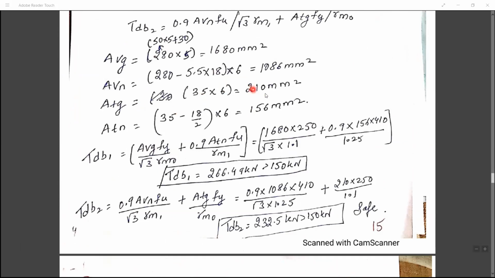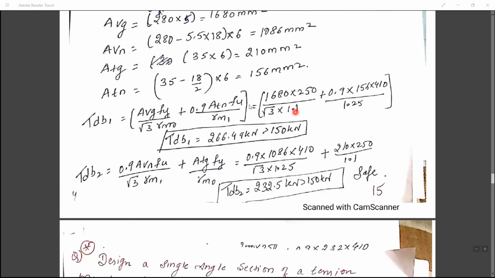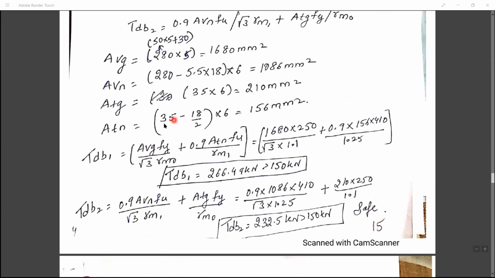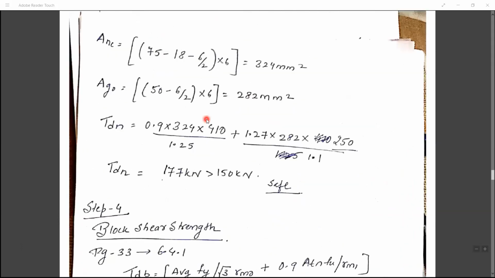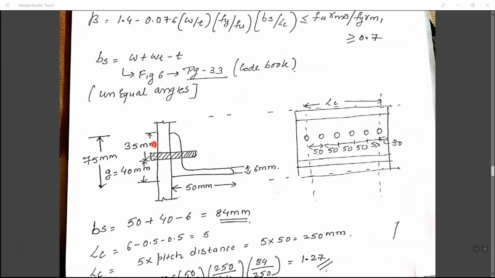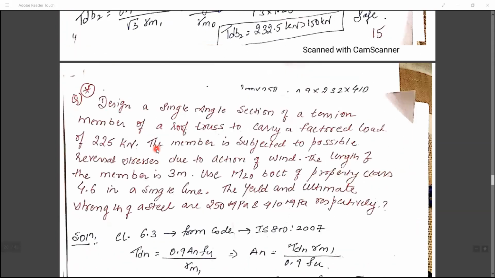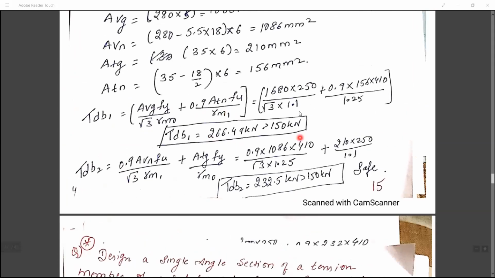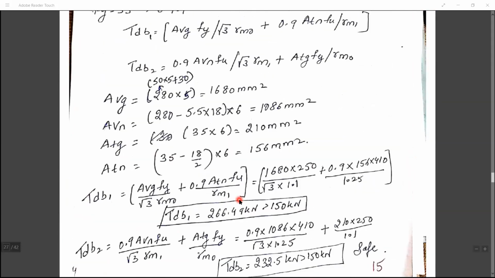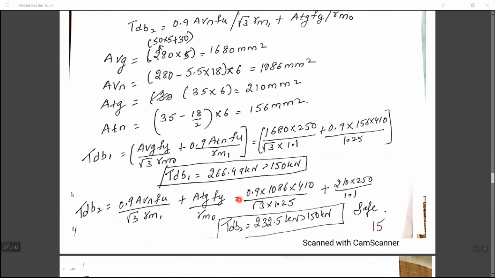So Atg will be 35 into 6, 210 mm square. Atn will be 35 minus 18 by 2, into 6, 156 mm square. So after substituting all this, 35, so we have taken this end distance, this end distance, upper part of the bolt, that is 35 mm. After considering all these values, we get the block shear strength with respect to 1 and with respect to 2. So this value will come as safe. So this completes the problem. Next problem we'll see in the next class. Thank you.